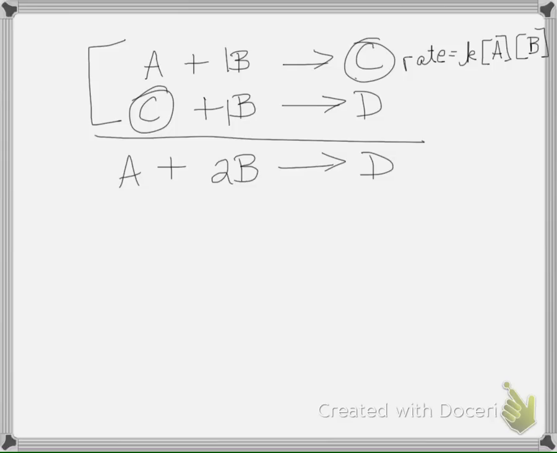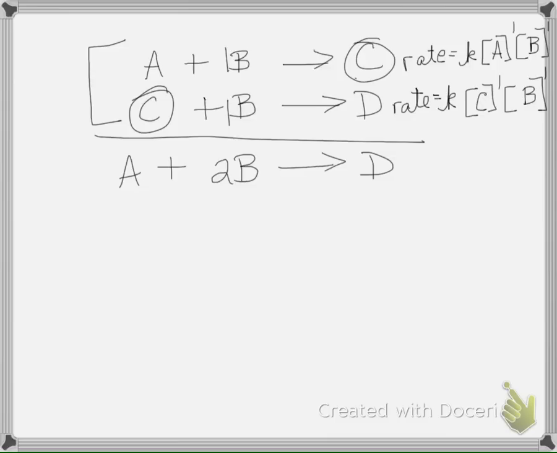So you also know, since this is an elementary step, that the rate is equal to K times C raised to the first power times B raised to the first power. We know those rate laws all have exponents of 1 because both of those elementary steps have coefficients of 1. If something in there had a coefficient of 2, then I would have had to put the 2 on whatever that was the coefficient for. Okay?